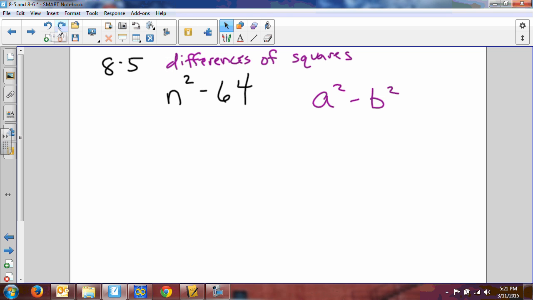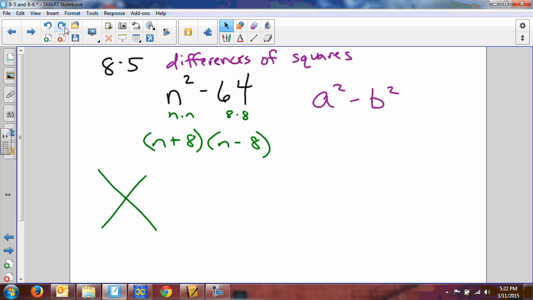But the long and short of it is, if we can identify that this is a special product, let's break this down. We have n times n for n squared and 8 times 8 for 64. If my first term is something squared and my second term is something squared and I have a subtraction sign in the middle, we're able to jump to n plus 8, n minus 8. My n's in front, 8 in back, one plus, one minus.